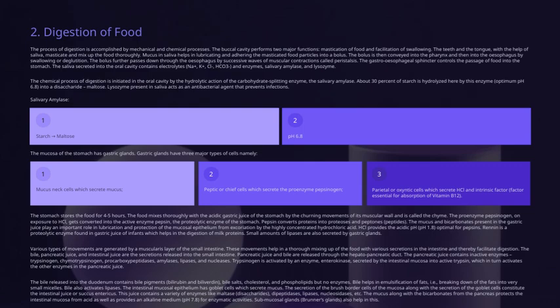The gastric glands in the stomach contain different cell types, including mucus-secreting cells to protect the lining and pepsinogen-secreting cells for protein digestion. Finally, in the oral cavity, digestion begins with salivary amylase breaking down starch into maltose. Saliva also contains lysozyme, which helps prevent infections.